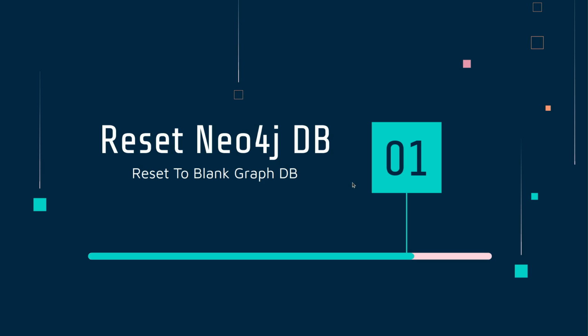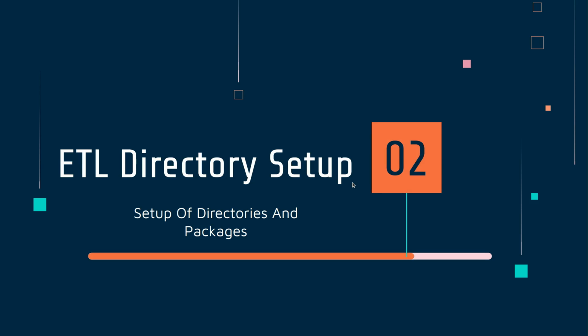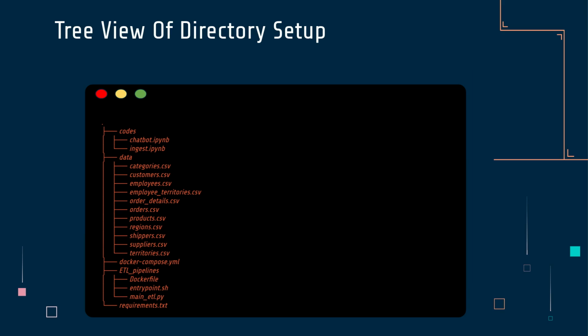Good. So once we have that running, let's go ahead and set up the ETL directory structure. This is the directory structure you're going to use. In the last video, we had this file called ingest.ipynb, which is just a Jupyter notebook. I also have another file in here, so just ignore this file for now. What we mostly focus on is this Docker compose file and the ETL pipeline folder, which has a Dockerfile, the entrypoint.sh bash script, and also the main ETL py file, which is going to house all our code for the ETL process, right?